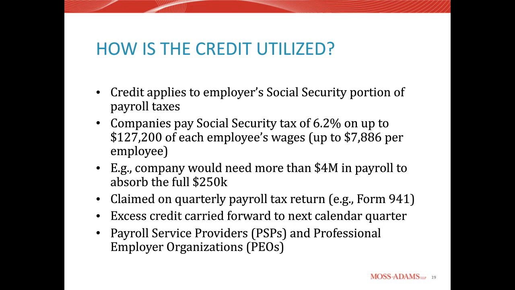And some examples we have is that you need roughly over $4 million in payroll to absorb the entire $250,000 in payroll tax offsets. This will require some coordination with your payroll tax provider or your PEO, if you use a PEO. If you are using a PEO, you may want to check with them to make sure they're a certified PEO, and also check with them to see if they have the logistics in place that are going to be necessary for claiming this.